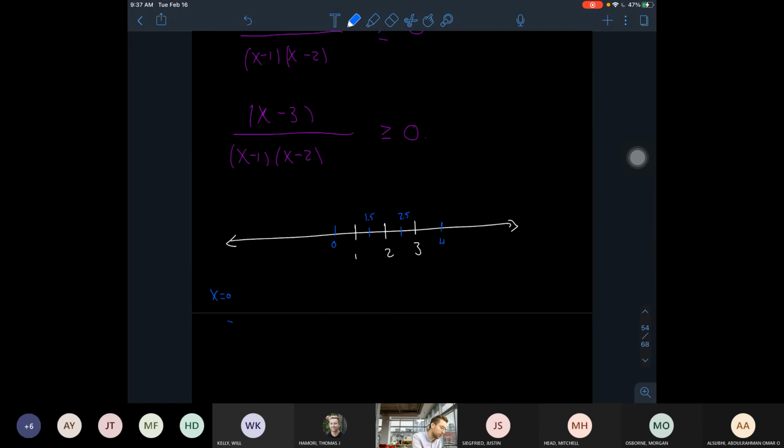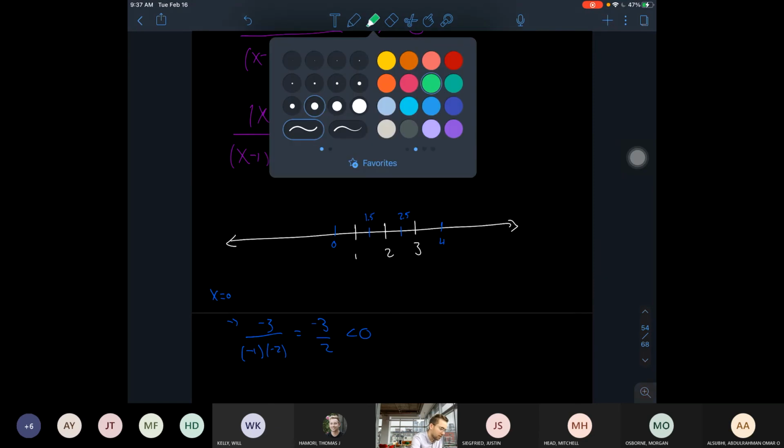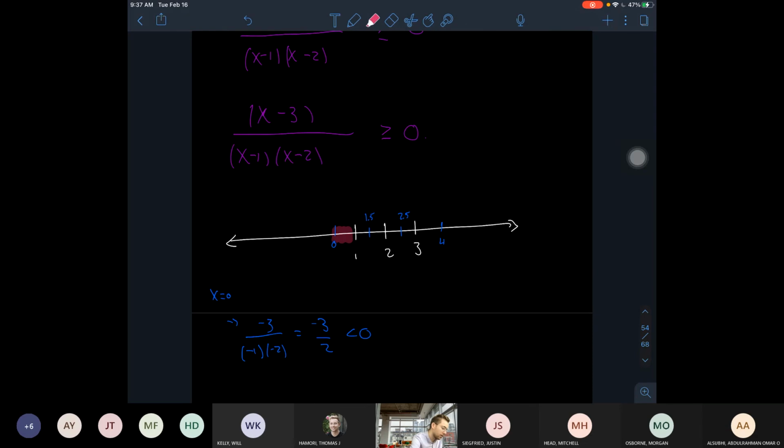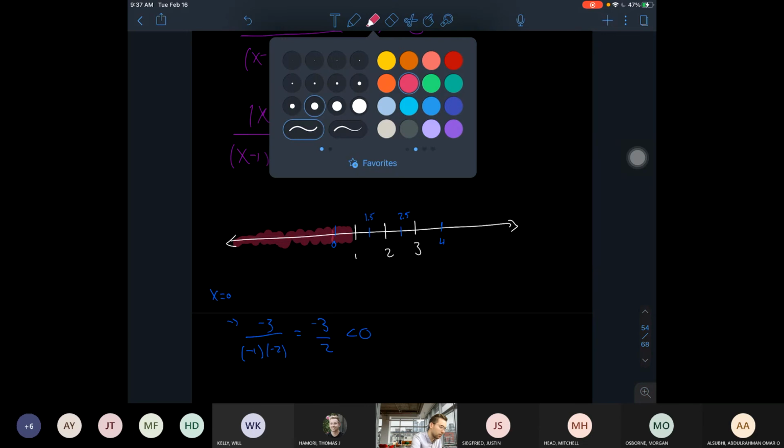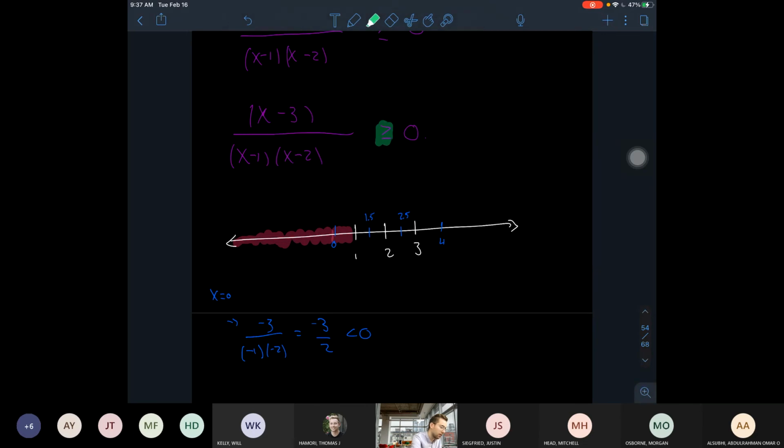So we try x equals 0 first. What do we get? That's going to give us negative 3 divided by negative 1 times negative 2, which would be negative 3 over 2, which is less than 0. Okay. So what does that tell us? That tells us that this whole region to the left of 1 is no good. Okay, because we were trying to get a number which is larger than or equal to 0. And we got a number which is less than 0. So the inequality is not true for x values in that region.